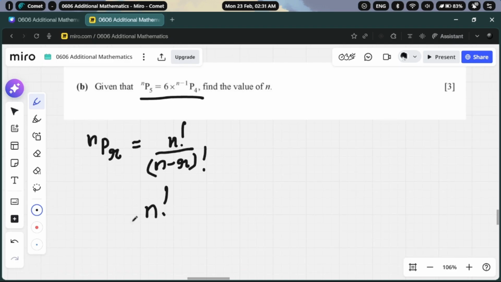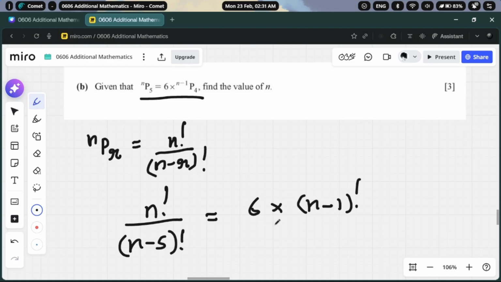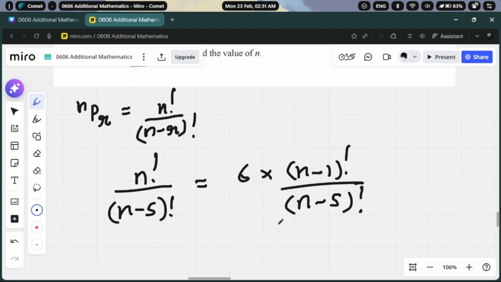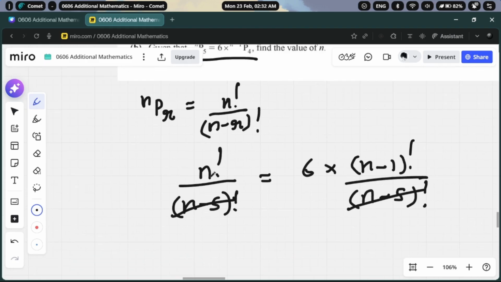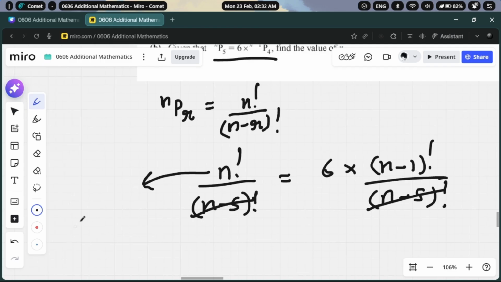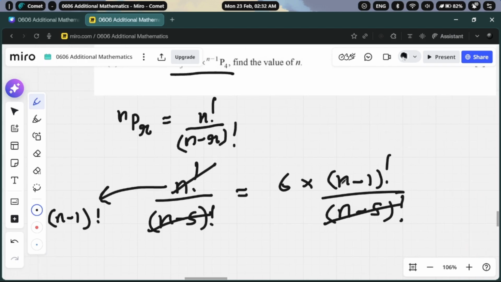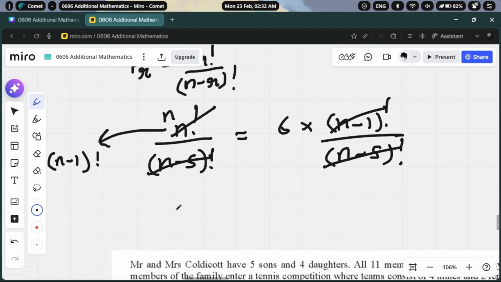So that would be n factorial over (n minus 5) factorial is equal to 6 times (n minus 1) factorial divided by (n minus 1 minus 4), it should be (n minus 5) factorial. So notice how you can just cancel these two parts right away, and just keep in mind that n factorial can be written as n times (n minus 1) factorial. So you can cancel this and this out to give you n. Hence n is equal to 6, which is your final answer.